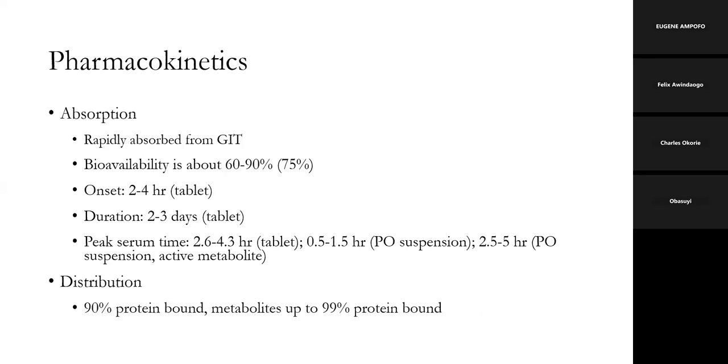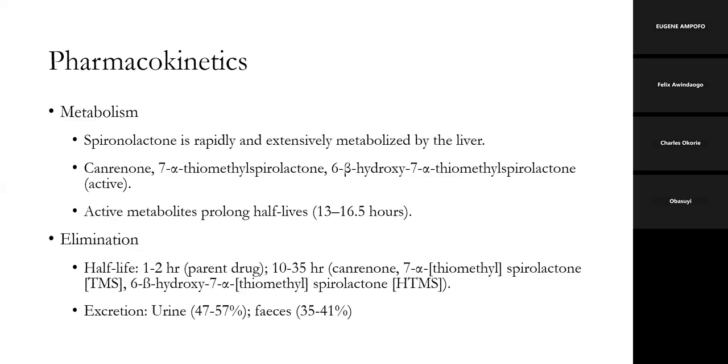So spironolactone is absorbed rapidly from the GI tract. Bioavailability is about 60 to 90%. Onset is 2 to 4 hours. The suspension has an earlier onset. And in fact, the duration of effect of spironolactone is up to 2 to 3 days. It is highly protein bound, and the metabolites have an even higher affinity for proteins.